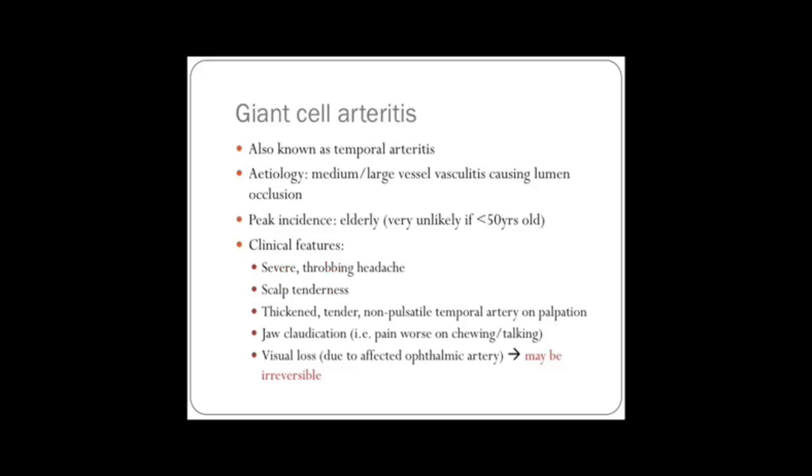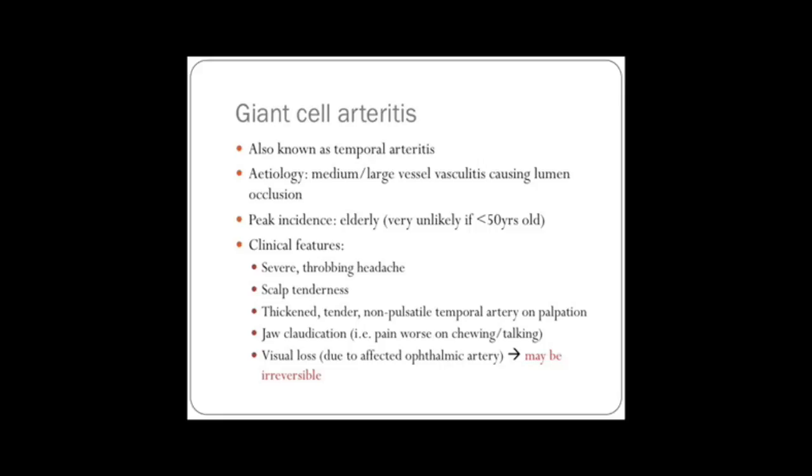Now, the other important cause of headache, which I just want to touch on, is giant cell arteritis. And the reason for this is because this can result in irreversible visual loss. It's also known as temporal arteritis, and it is caused by vasculitis, affecting medium to large vessels. Now, giant cell arteritis is predominantly a disease affecting the elderly. And I would say that if you've got someone who's less than 50 years old presenting with a headache, it is extremely unlikely to be giant cell arteritis. It really only affects people who are elderly.